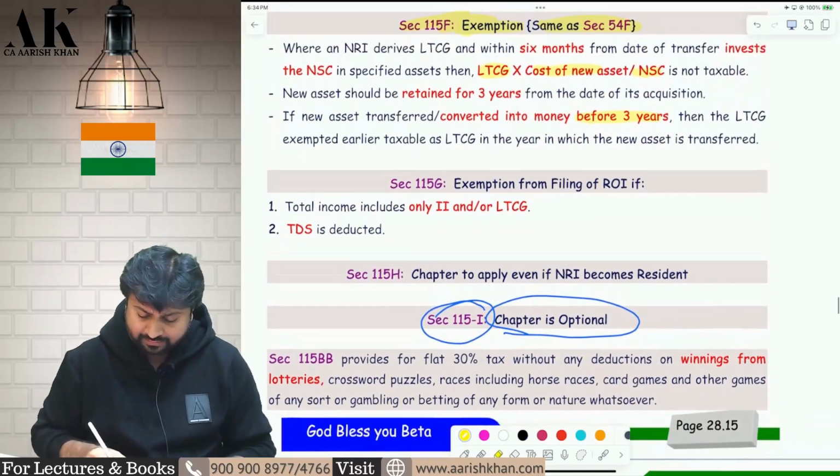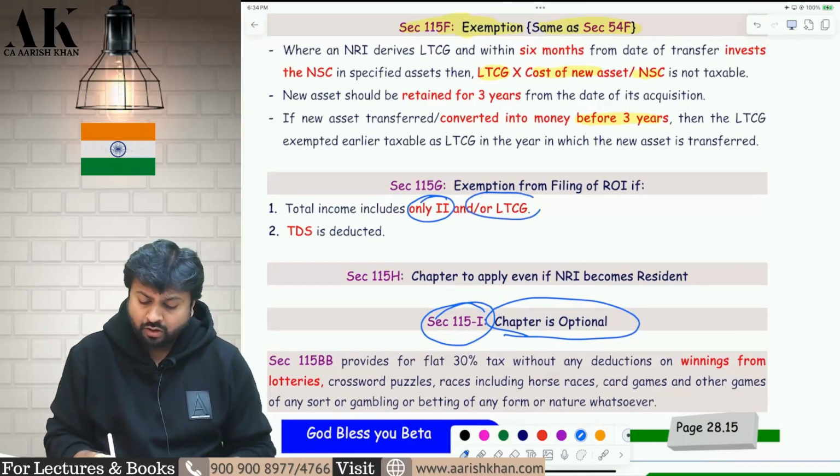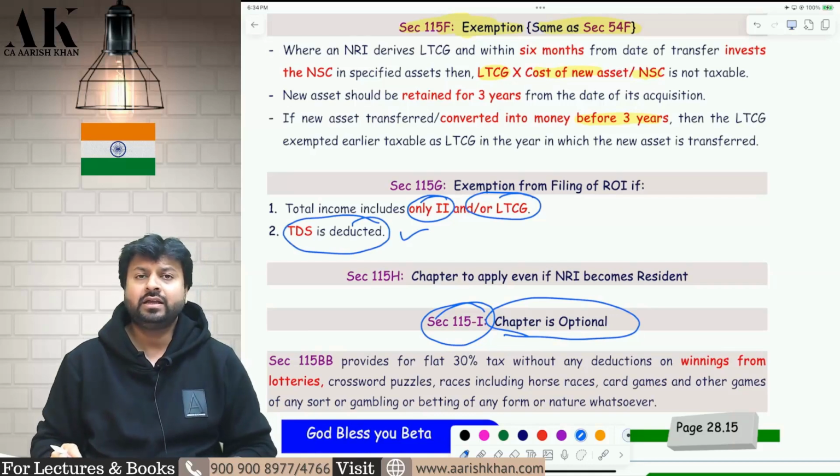Okay. Now, am I supposed to file the income tax return? There is no need to file the income tax return. If you earn only this investment income, that is interest and dividend income or capital gains income, and your TDS is deducted, then there is no need to file the income tax return.